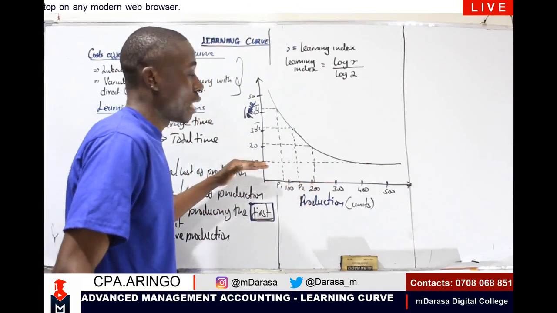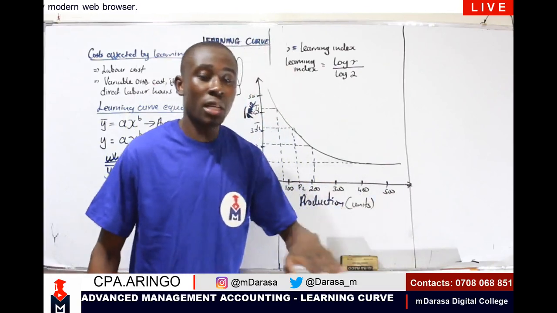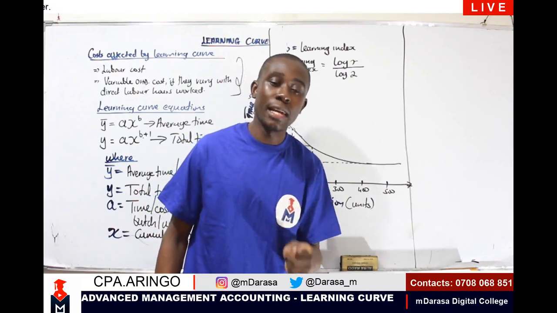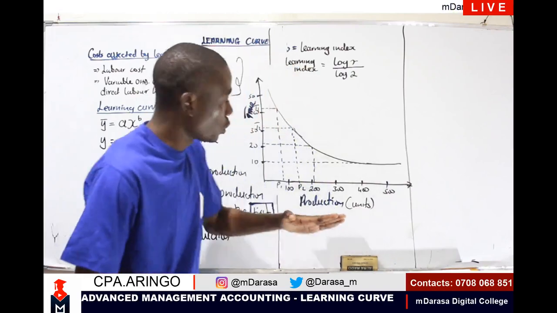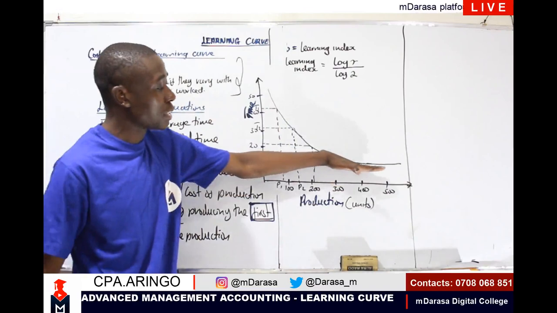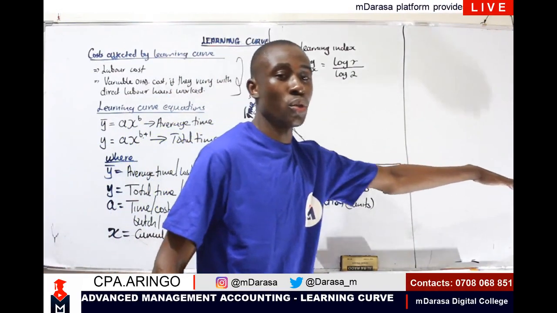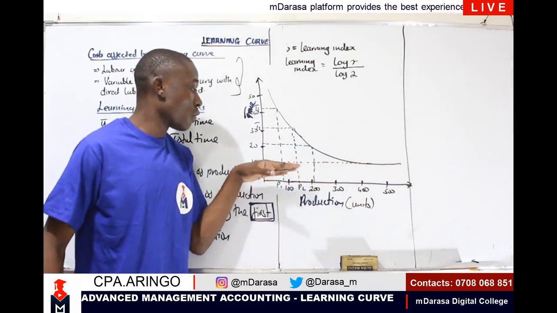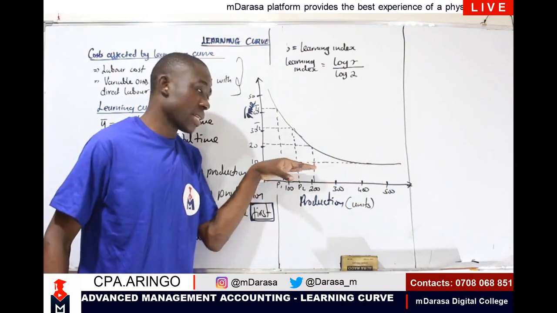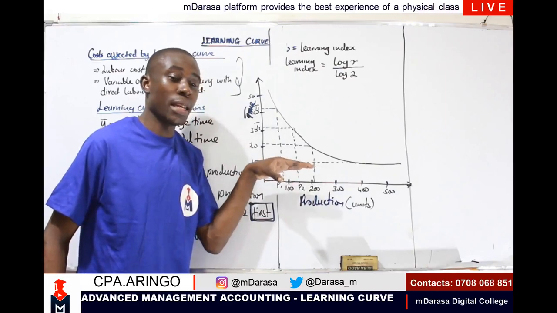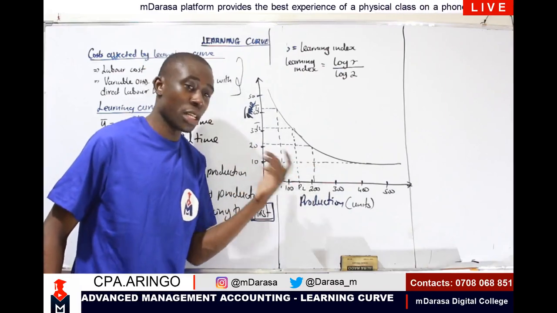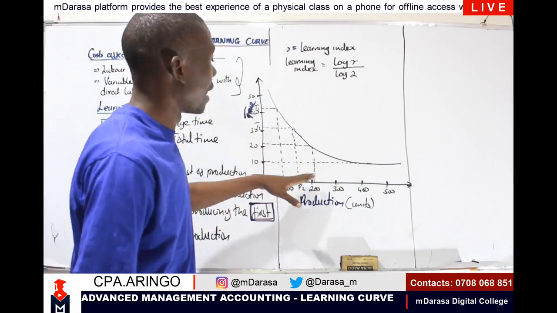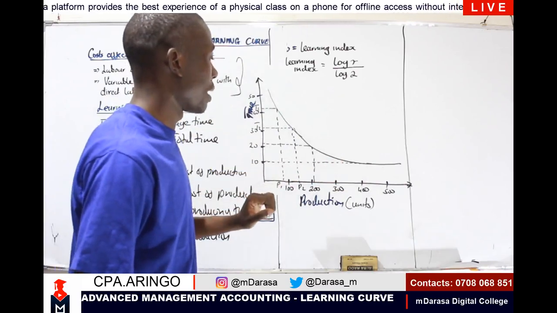But it will reach a point whereby this learning will stop. At the point where learning stops, we'll find that I'll be having it at a constant rate all through. So at this point, this is where my learning has stopped. I can't be more efficient than that. So you'll find that at this level, my learning will stop.